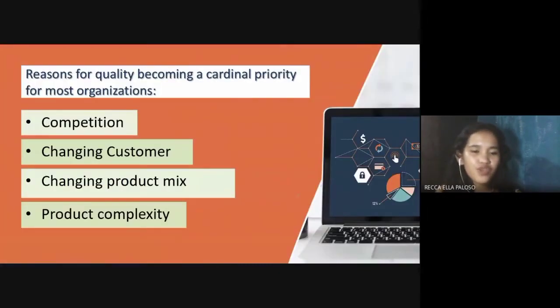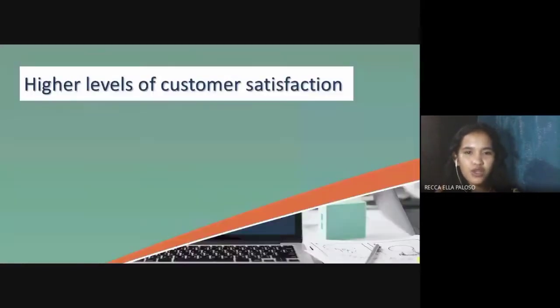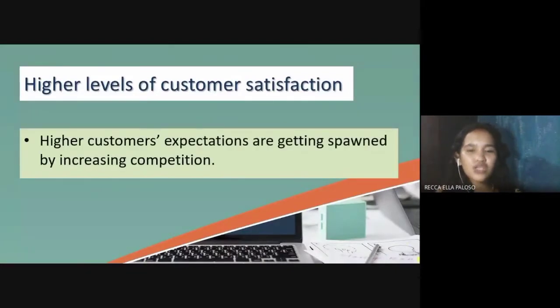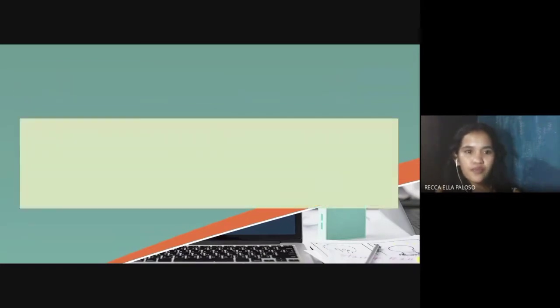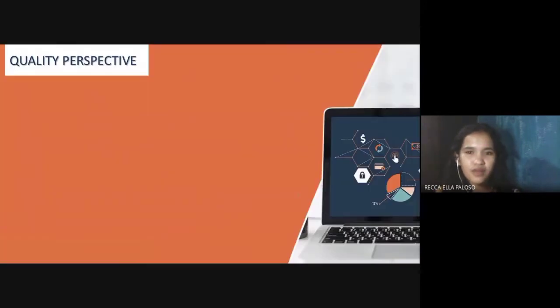The fourth one is the product complexity. As systems have become more complex, the reliability requirements for suppliers of components have become more stringent. And the last one is the higher levels of customer satisfaction. Higher customer expectations are being spurred by increasing competition. Relatively simpler approaches to quality, such as product inspections for quality control and incorporation of the internal cost of poor quality into the selling price, might not work for today's complex market environment.